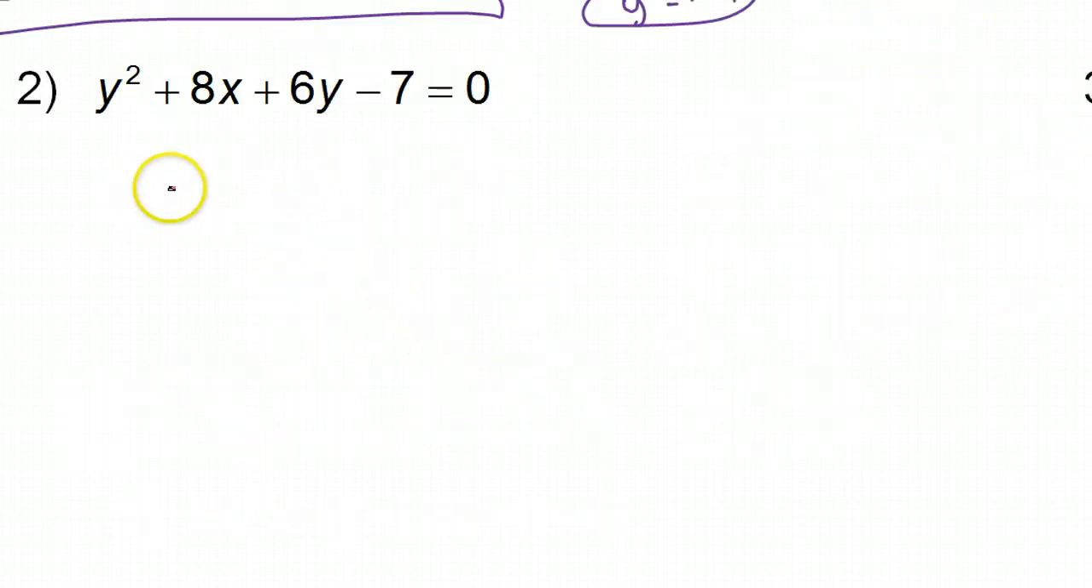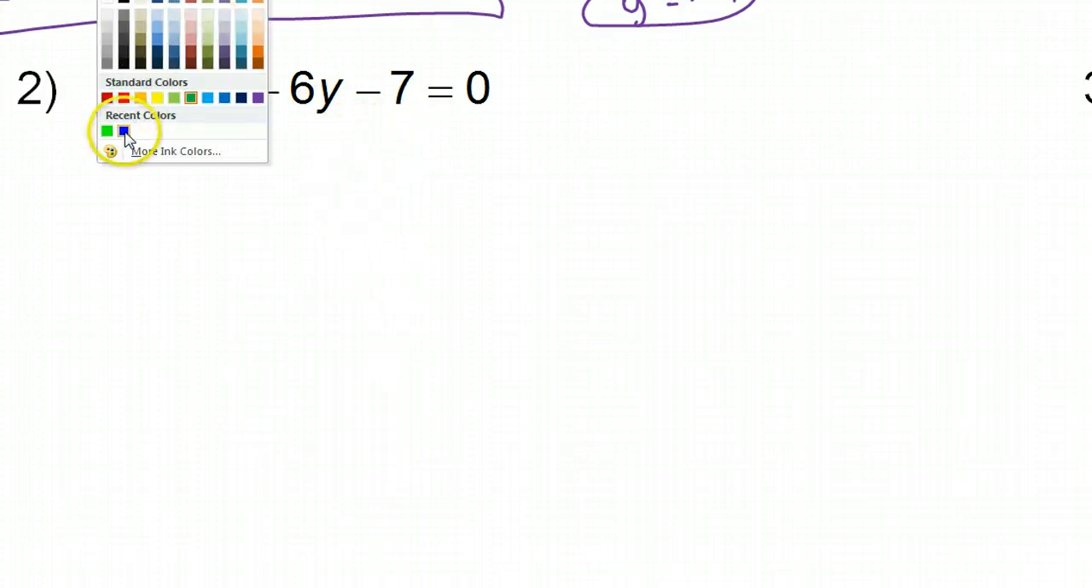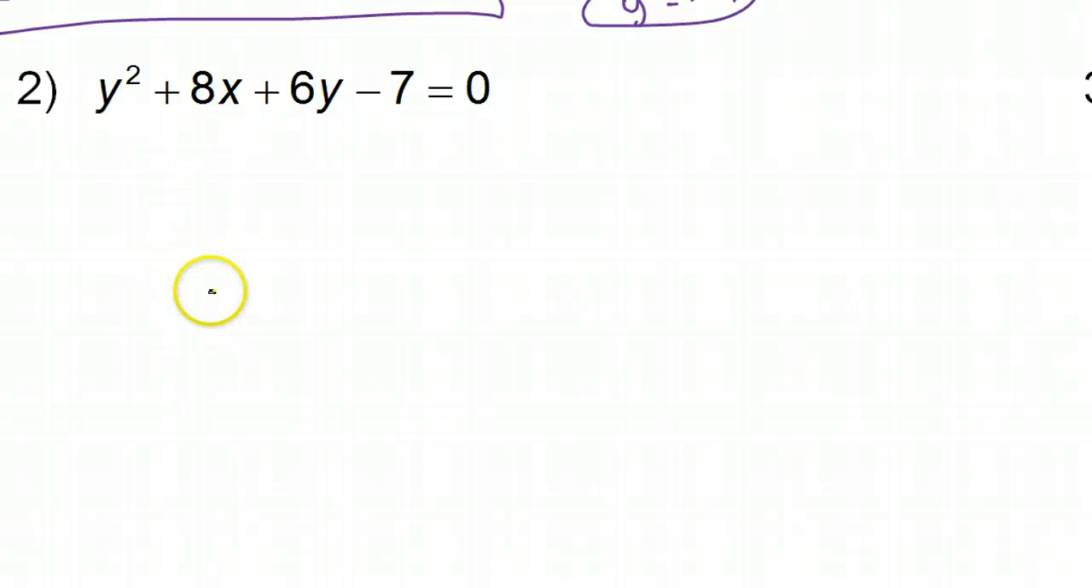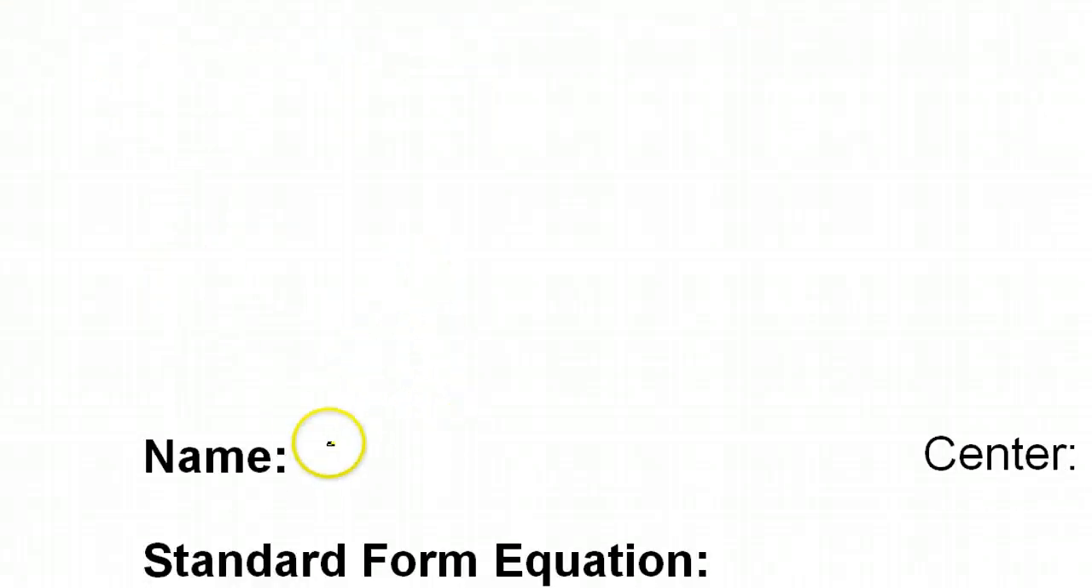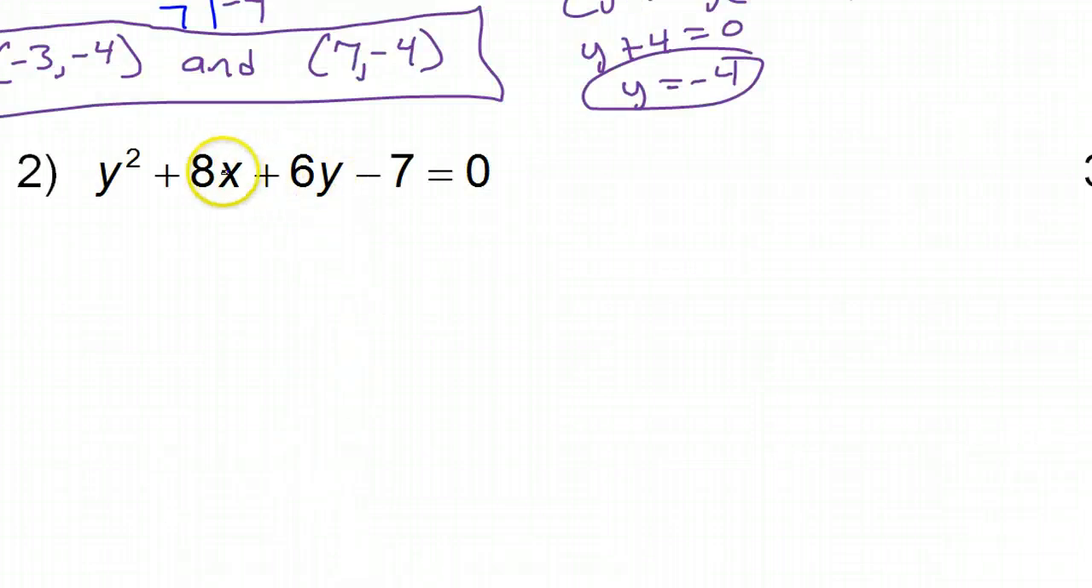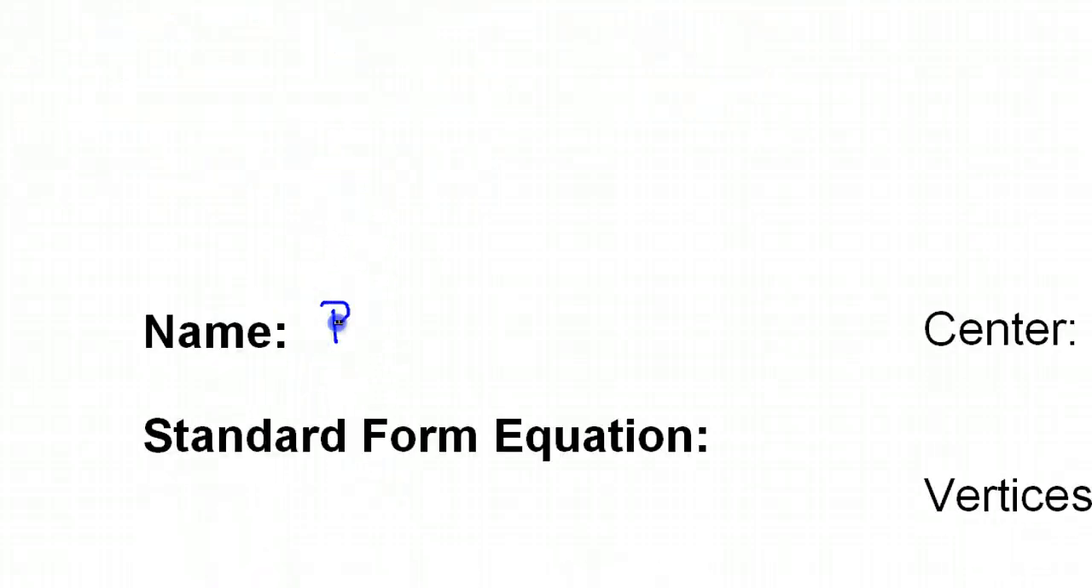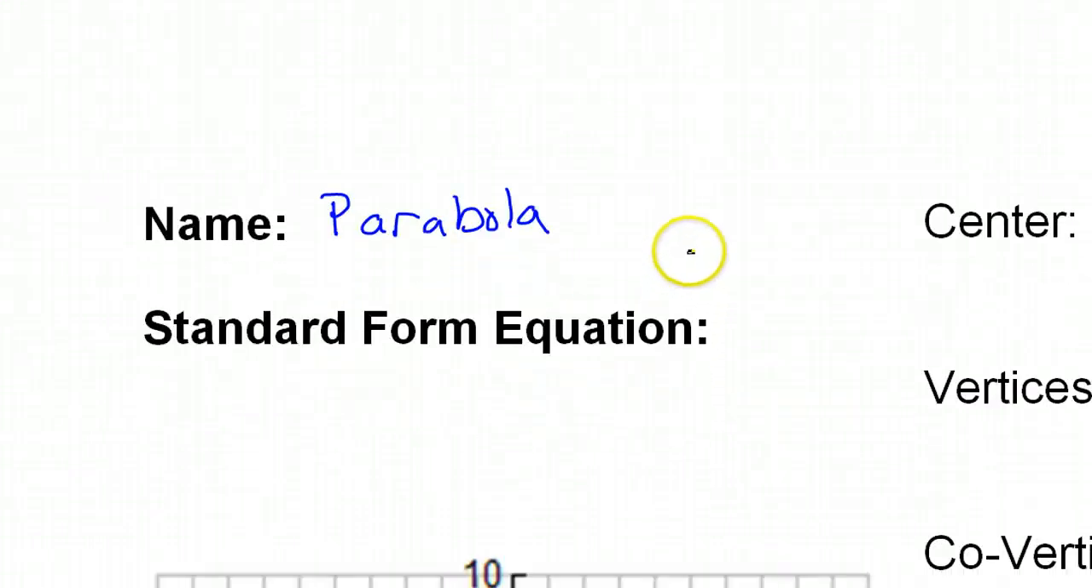Alright, looking at these equations, the first thing we have to do is decide which kind of conic section this is. We have to name it. And if only one of the variables is squared, then you know it is a parabola. So let's write that down. Alright, so we know it's a parabola.